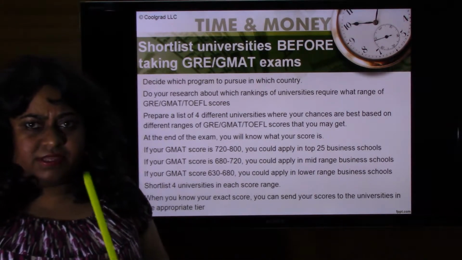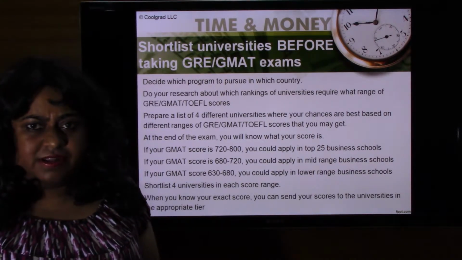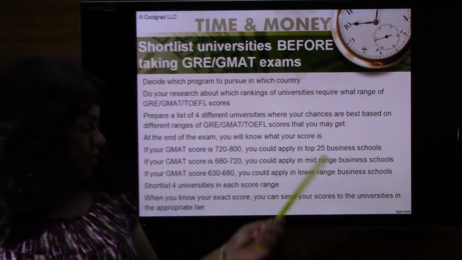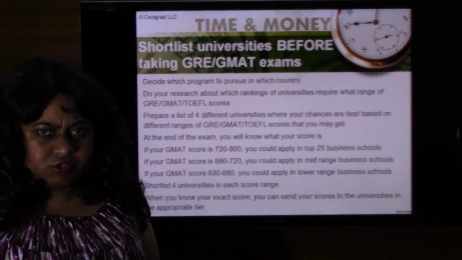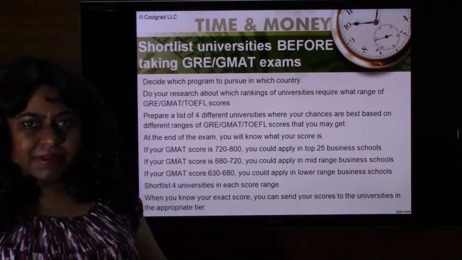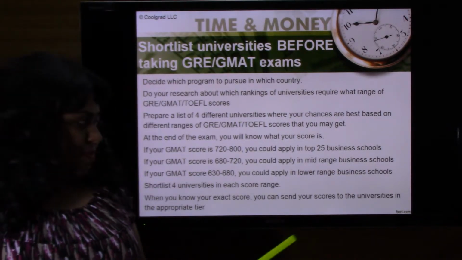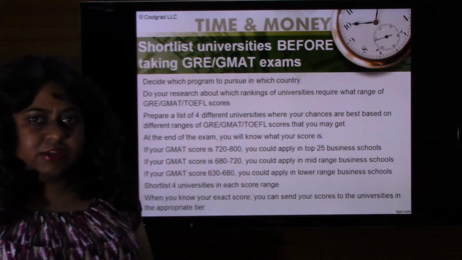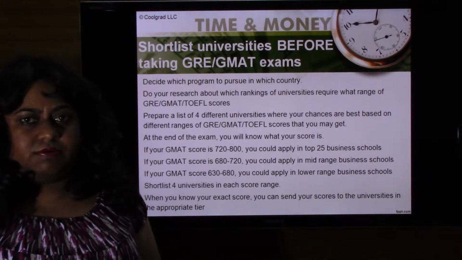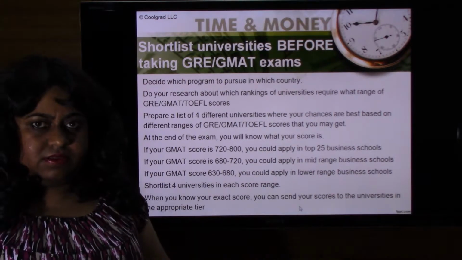So for these universities, you have to try and understand what your GMAT or GRE score is likely to be. For example, GMAT is out of 800 points, right? If you think your score is going to be between 720 and 800, then you could probably apply to the top 25 business schools. If your score is going to be between 680 and 720, you might want to apply to mid-range business schools, ranked between 25 and 50. If your GMAT score is likely to be between 630 and 680, then you might want to apply to slightly lower universities, maybe somewhere between 30 and 80 or 100. And if your score is lower than that, you might want to apply to tier 3 universities.